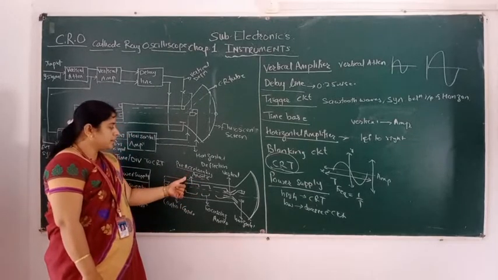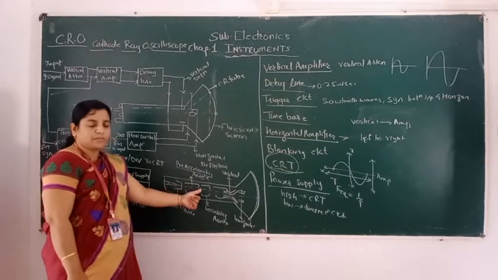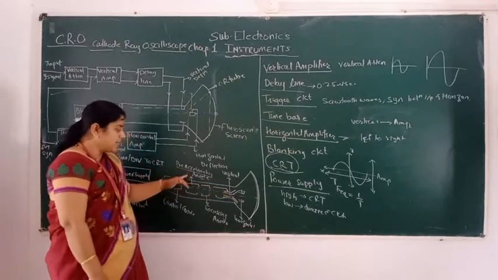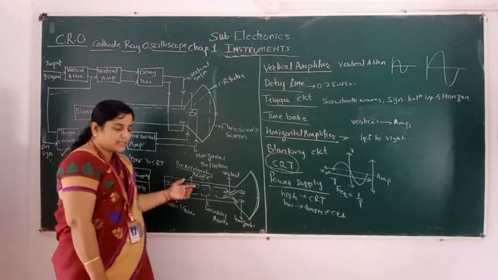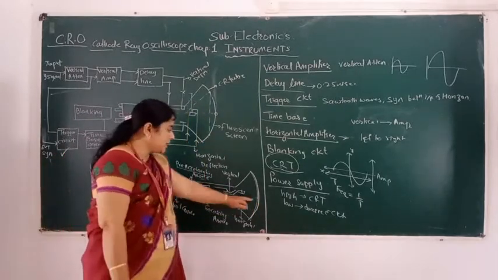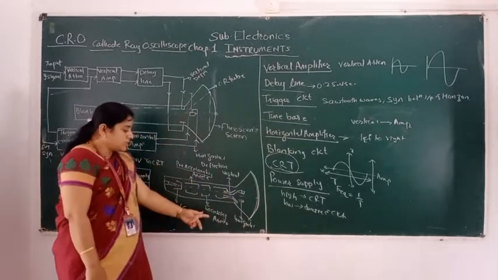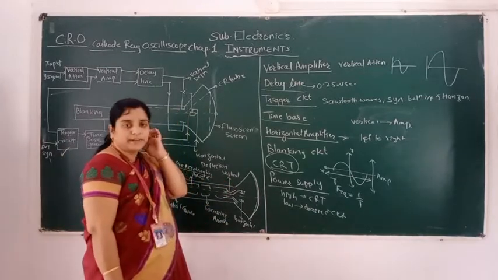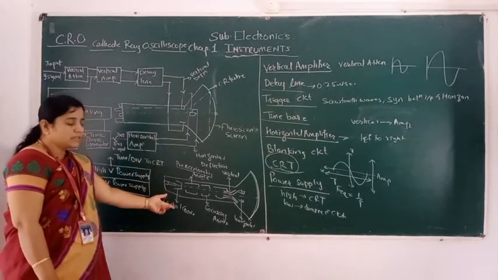So this pre-accelerating anode shows the path to the electron beam to flow in one direction, as well as it gives energy so that its kinetic energy increases and it moves at full speed and strikes on the screen. Okay, so then focusing anode is there. Next is vertical deflection plate and horizontal deflection plate. So this is the main function of the CRT that we have seen in the previous lecture.